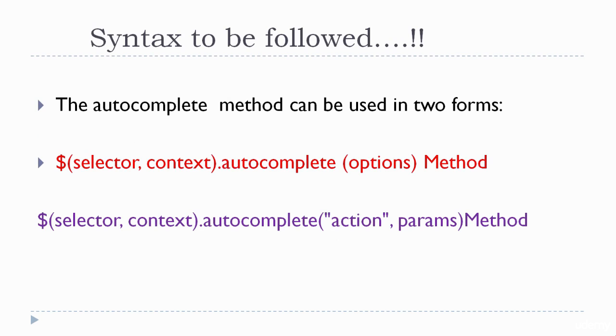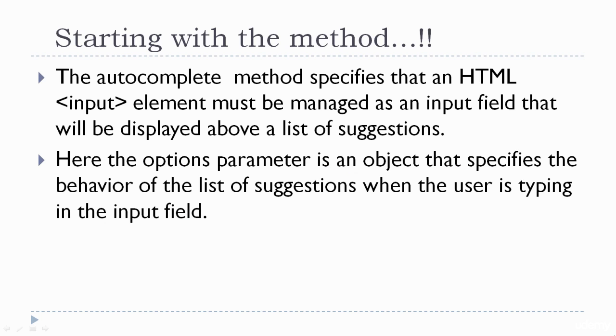Now these are the two syntaxes which we have to follow. So $(selector, context).autocomplete(options), and the second one is autocomplete(action, params). Now starting with the method. The autocomplete method specifies that an HTML input element, input meaning wherever we are using a label, a radio button, a checkbox or anything, must be managed as an input field that will be displayed above a list of suggestions. Here the options parameter is an object that specifies the behavior of the list of suggestions when the user is typing in the input field.